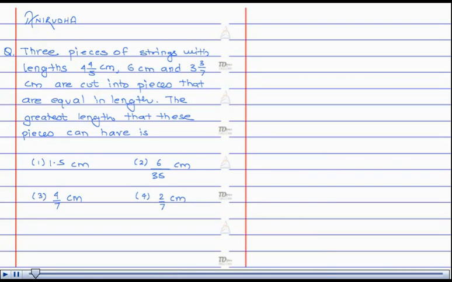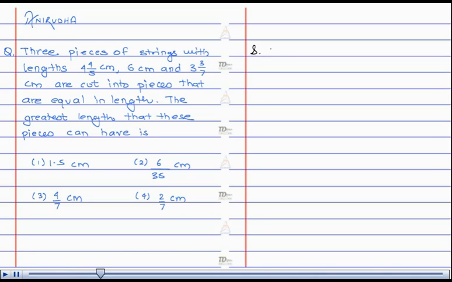Hello, I am Anirudh. The question is, three pieces of strings with lengths 24/5 cm, 6 cm and 24/7 cm are cut into pieces that are equal in length. The greatest length that these pieces can have is, let's see the solution.